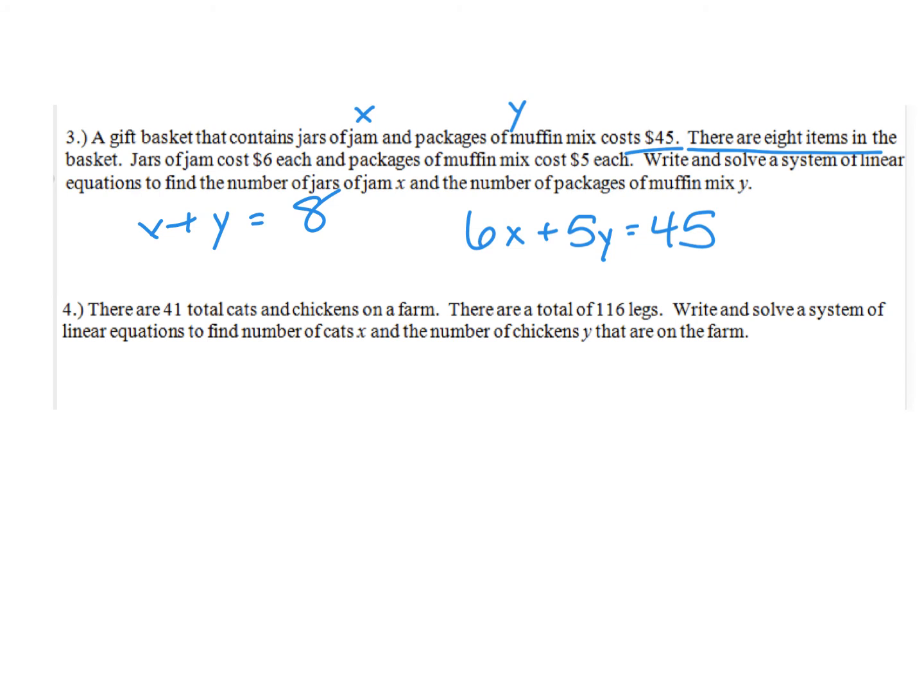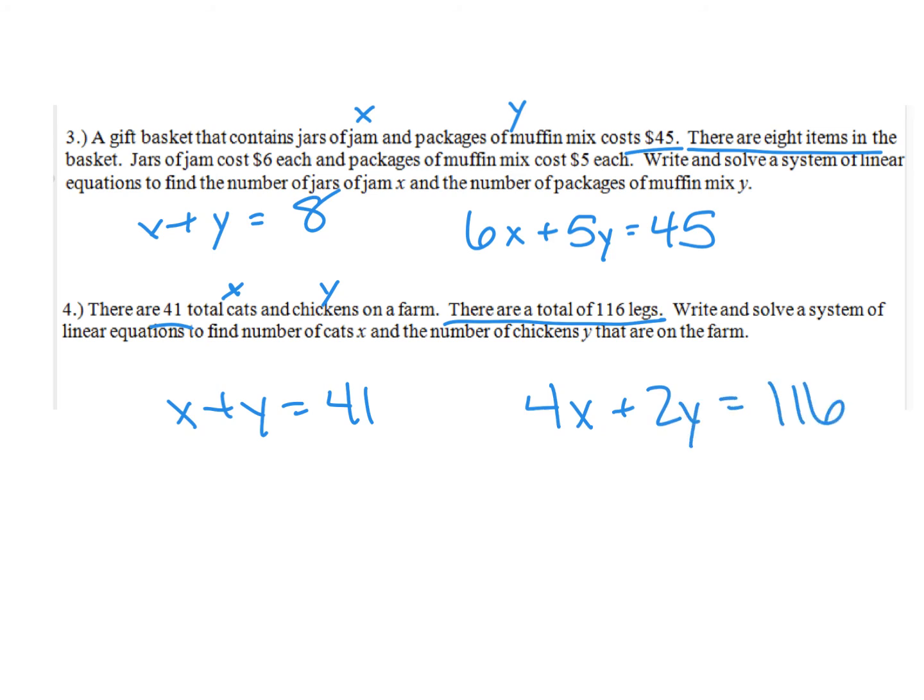This is always an interesting one, cats and chickens. So cats is X, chickens is Y. They have 41 total, so X plus Y equals 41. Now we have a total of legs. How many legs does a cat have? 4X plus 2Y for number of legs on a chicken equal 116.